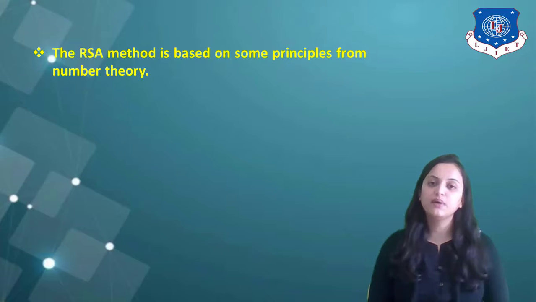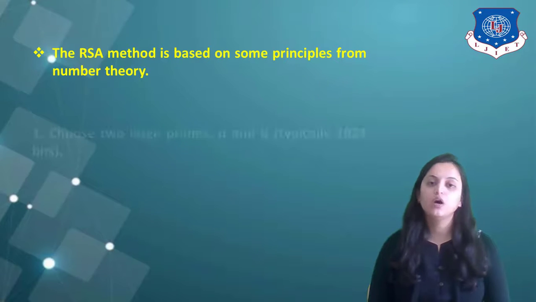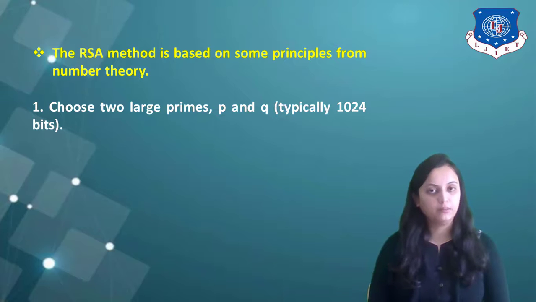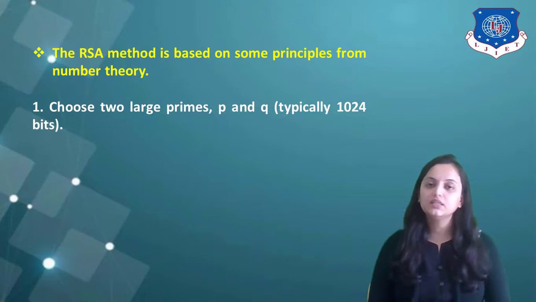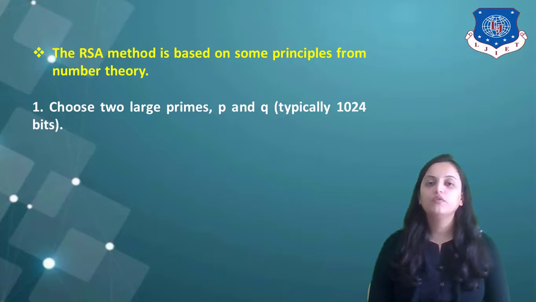Now, the RSA method is based on some principles from number theory. That means here we need to use prime numbers, multiply them, and perform some operations on them. So how it works, let's see. The first step is to choose two large prime numbers. Let us denote them with P and Q. These should typically be of 1024 bits. So the first step in this algorithm is to select two large prime numbers.